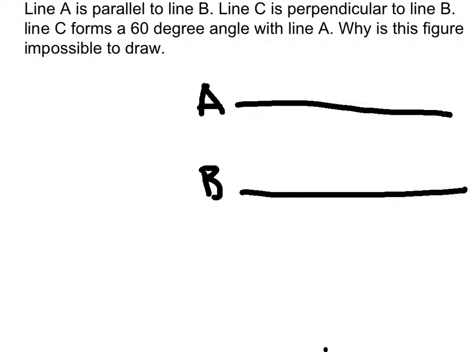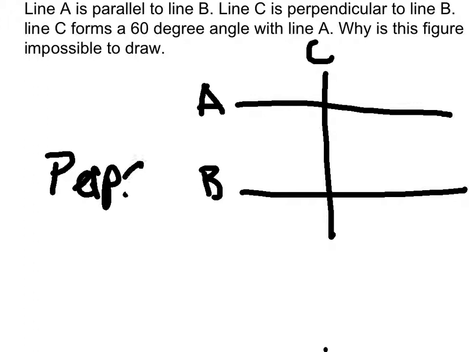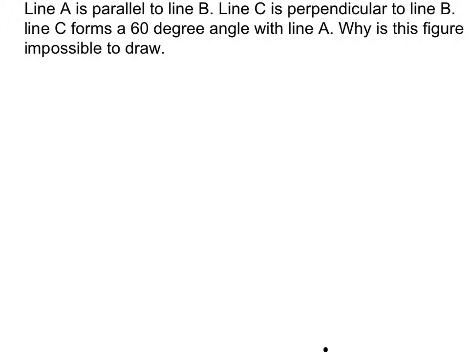Now, line C is perpendicular to line B. So draw a straight line down through lines A and B and label it C, because perpendicular means 90 degrees. Line C forms a 60-degree angle with line A. Why is this figure impossible to draw? Okay, now look at your figure. Think why it cannot be 60 degrees. It's because perpendicular equals 90 degrees. So in your answer, you have to say something like, it cannot be 60 degrees because perpendicular means 90 degrees. So all angles are 90 degrees.